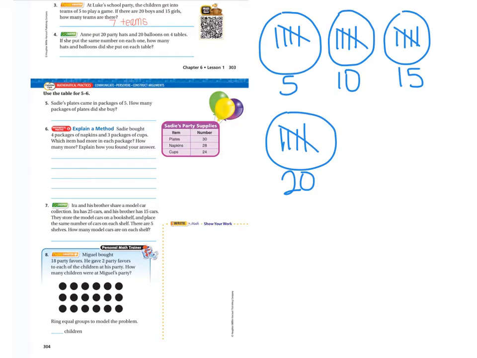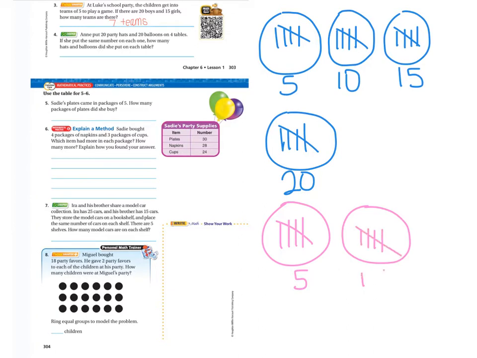Then I'm going to do the same thing with the 15 girls. Here's one group of 5 girls. Of course, that's 5 girls total. Another group of 5 brings me to 10. And another group of 5 brings me to 15. I'm going to stop right there because there are only 15 girls. So whenever I look at the total teams, I have 1, 2, 3, 4, 5, 6, 7. 7 teams, it was the answer.